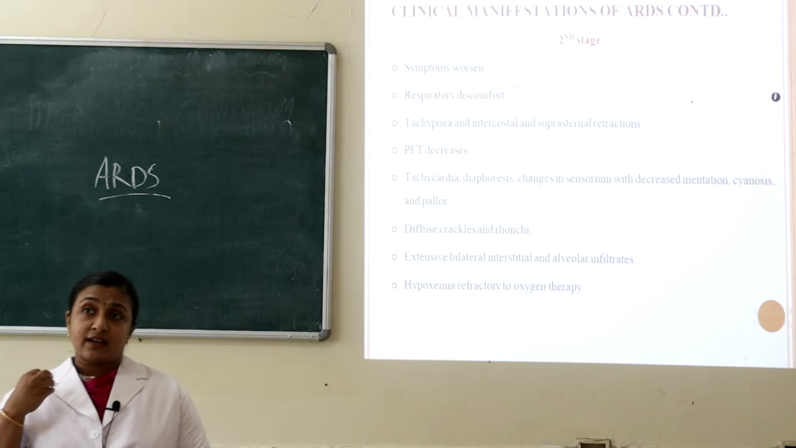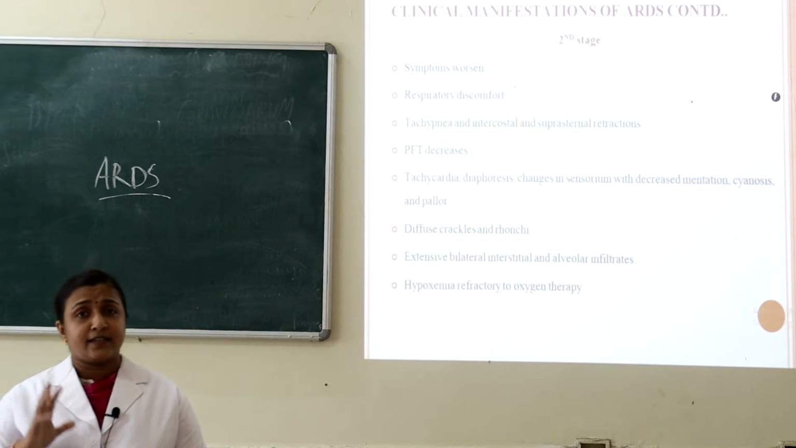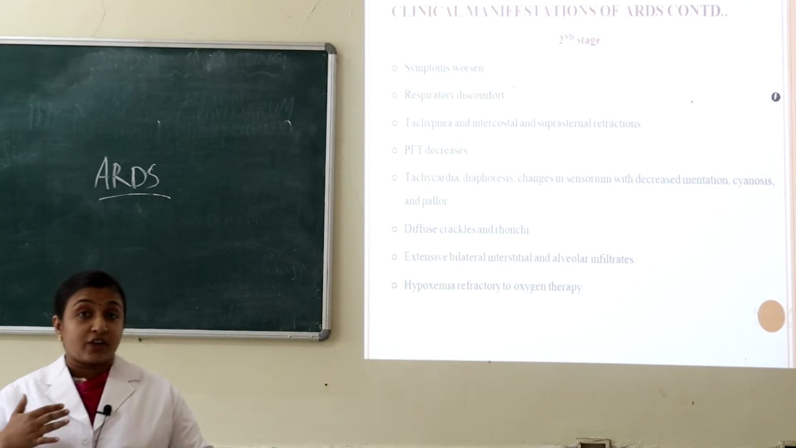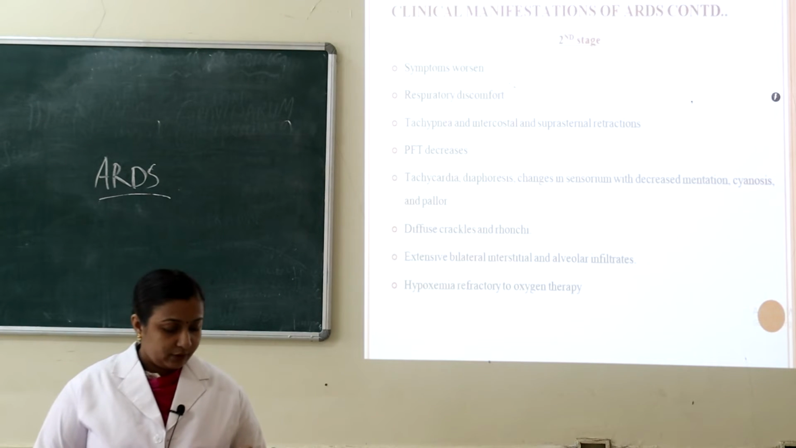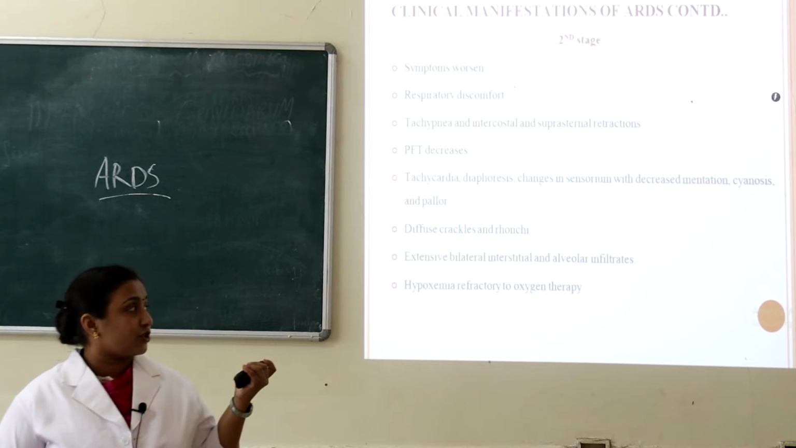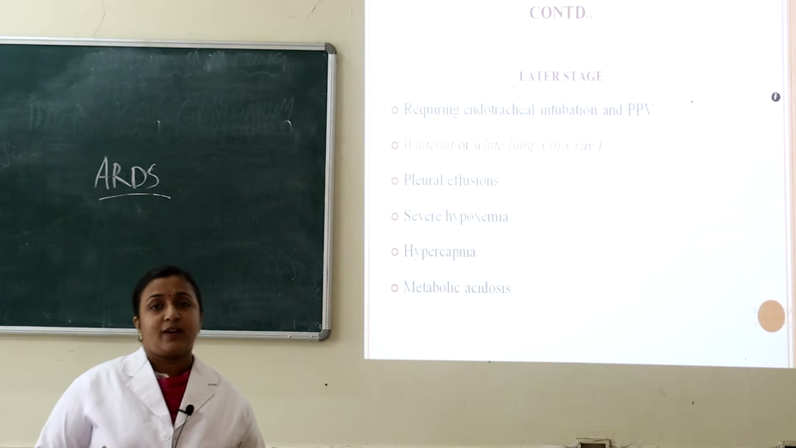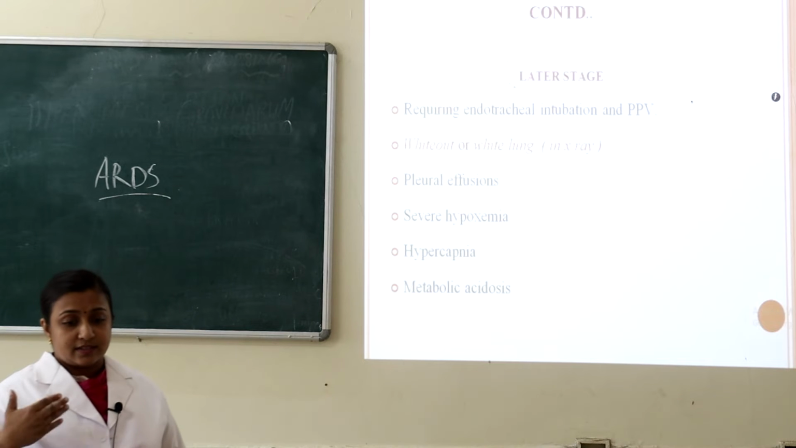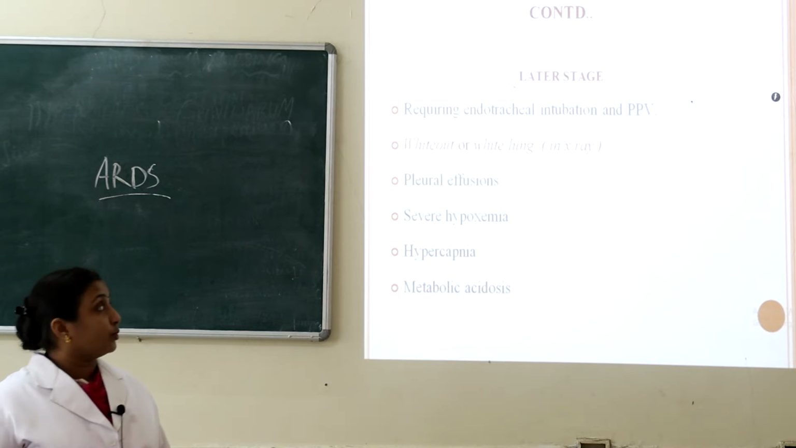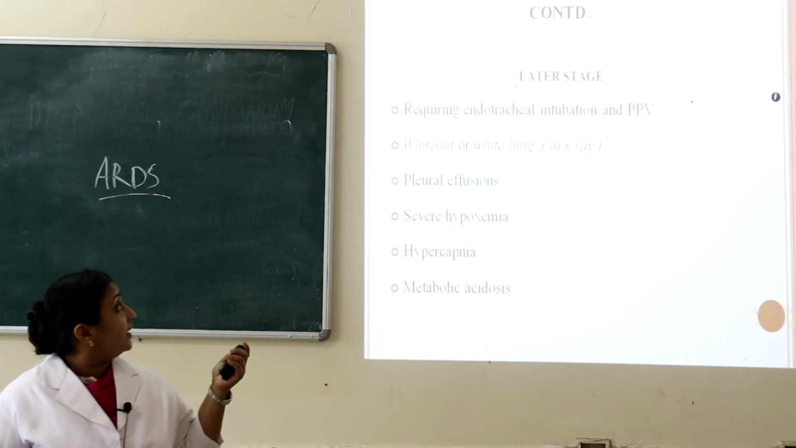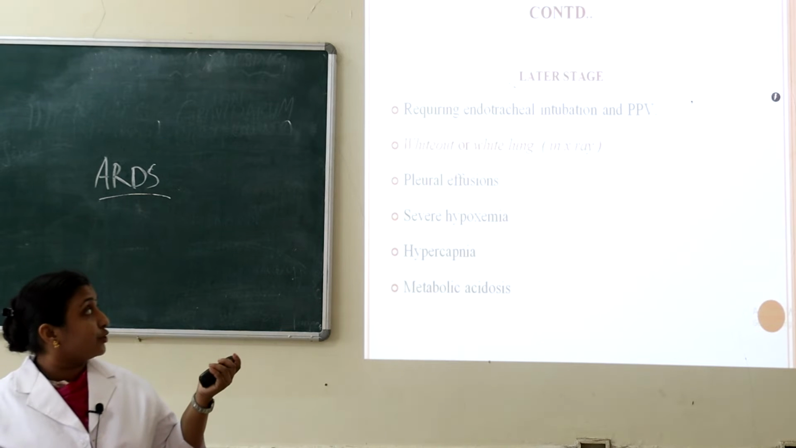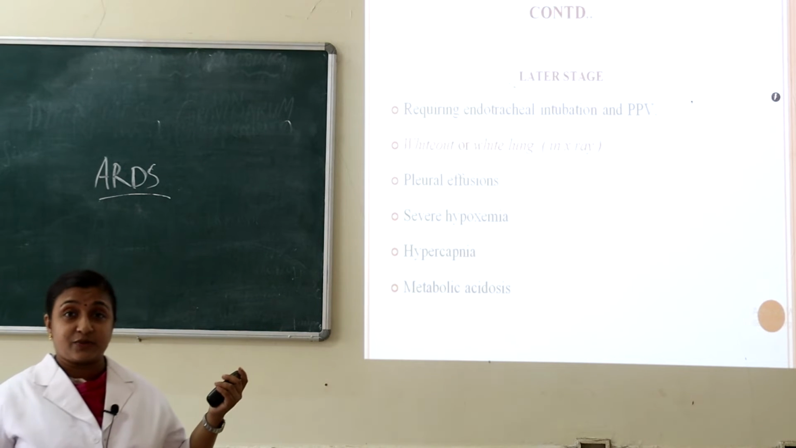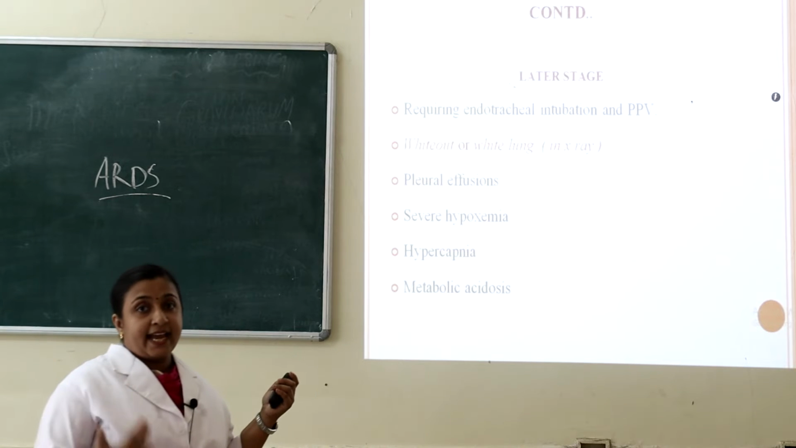That is, even if we are giving an adequate amount, even 100% oxygen, the patient will not reverse the hypoxemia. This is included in the second stage. Then in the late stage, what may be the features? We can see the changes or manifestations during the last stage. That is, it requires endotracheal intubation and PPV. This is a more extensive, progressive stage of ARDS.